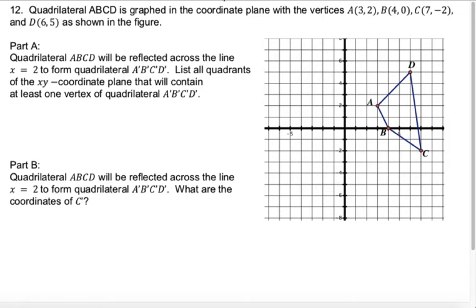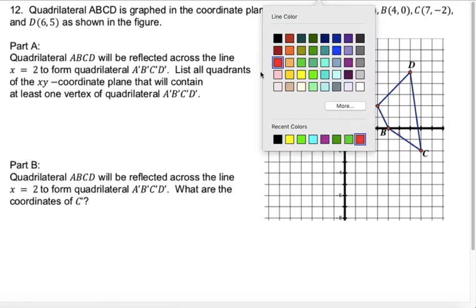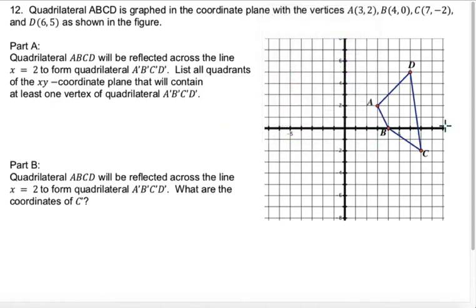So what we want to do is locate where x equals 2 is on the coordinate plane. So I'm going to mark that red. X equals 2 is on the x-axis and it crosses the number 2. Okay, so that's my line of reflection. Now, what I want to do is count how many spaces A, B, C, and D are away from this line of reflection so I can reflect it over.